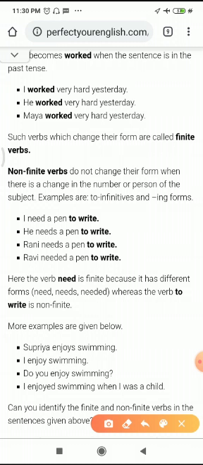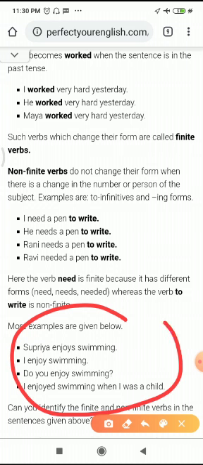Now you can see here, to write is not changing its form. It means to write is an infinitive and this is a non-finite verb. Understand? Come to one more example. Supriya enjoys swimming. I enjoy swimming. Do you enjoy swimming? I enjoyed swimming when I was a child.